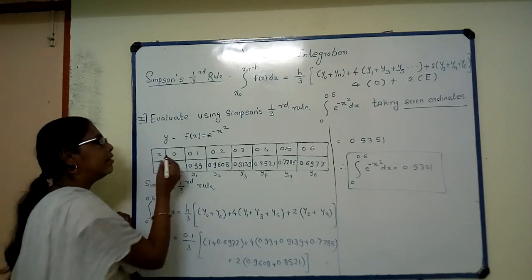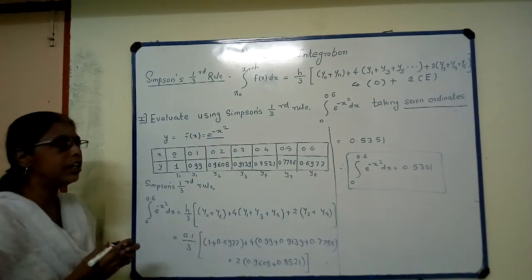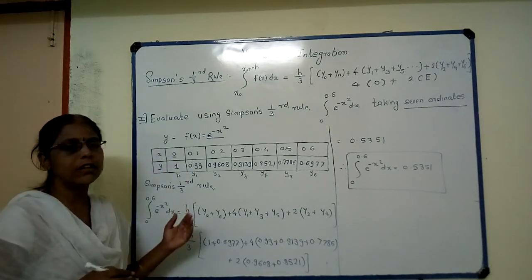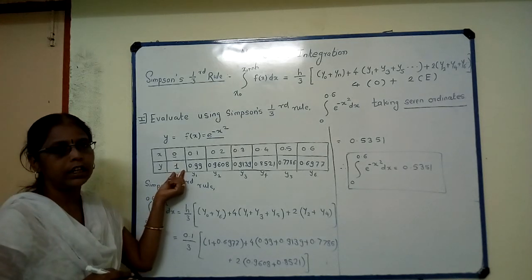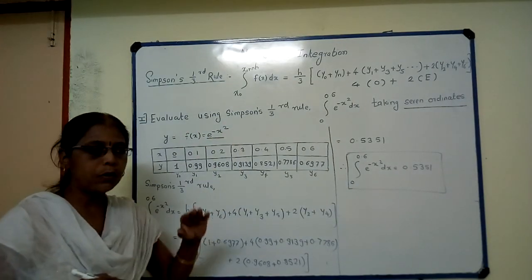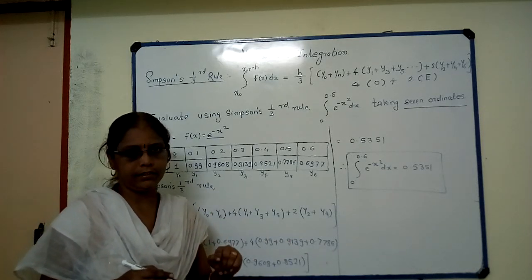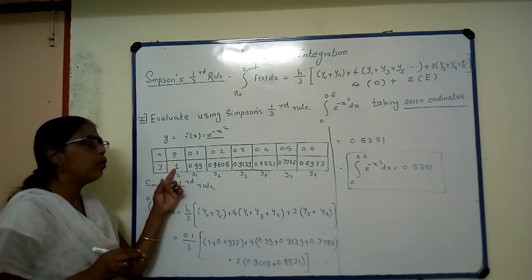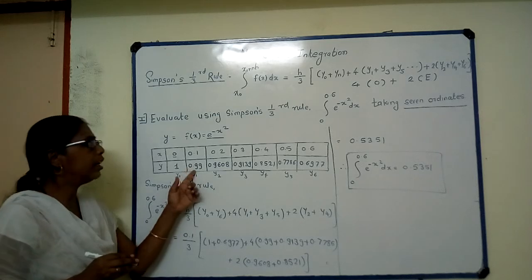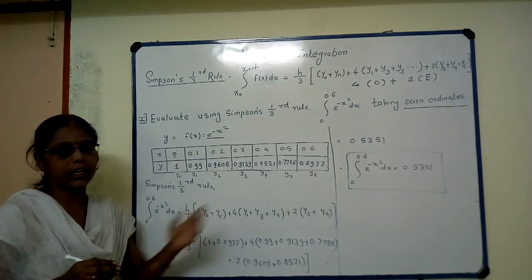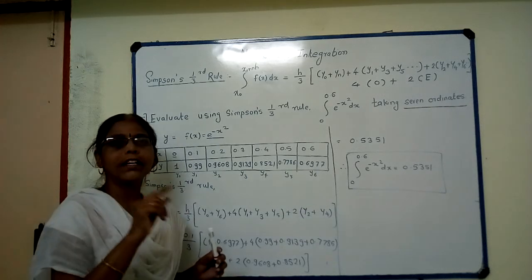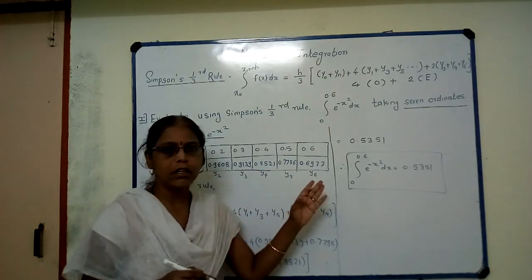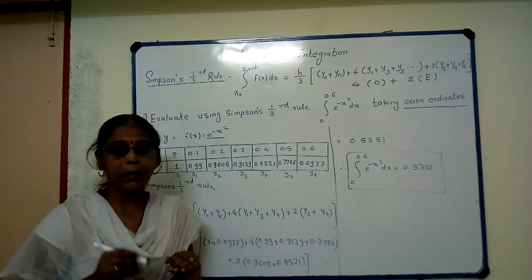By putting x equal to 0 in this function, e raised to 0, we know that e raised to 0 is 1, or in the calculator also we can calculate this. To calculate e raised to, we have to use the button shift ln. ln means log to the base e. So e raised to 0 is 1. To calculate the second value, e raised to minus 0.1 square: shift ln bracket minus 0.1 square equal to 0.99. To calculate all these values, fix your calculator up to 4 decimal places.